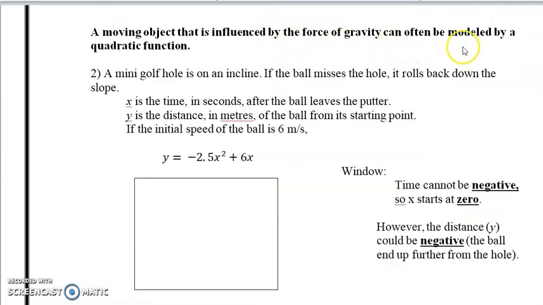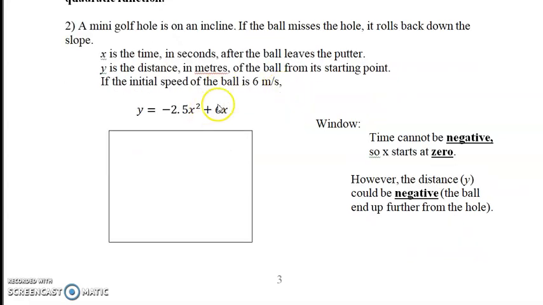So a moving object is influenced by the force of gravity, and that can be modeled by a quadratic function. So let's take this example here. It says a mini golf hole is on an incline. If the ball misses the hole, it rolls back down the slope. X is the time in seconds after the ball leaves the putter. Y is the distance in meters of the ball from its starting point.